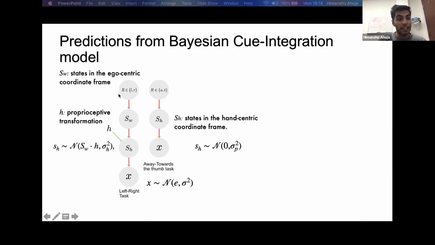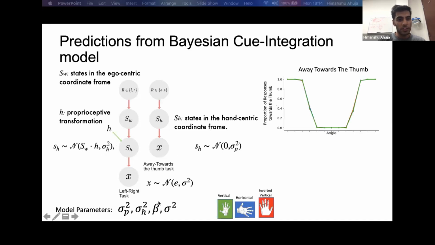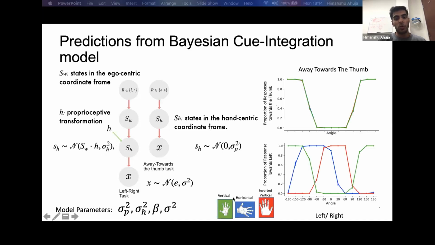SW is now the state in the egocentric coordinate frame, which was the left-right case we discussed. And SH basically generates from SW in this case around this transformation. And sigma h is just the variance in the proprioceptive transformation. So we have basically 4 parameters, 3 of which I introduced here, plus a bias parameter. And for the curves we saw previously, we were able to obtain similar results for individual subjects.